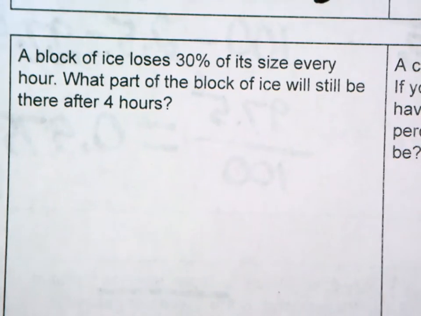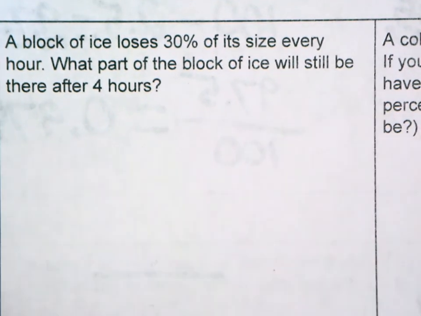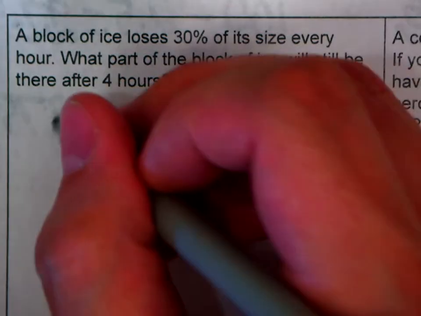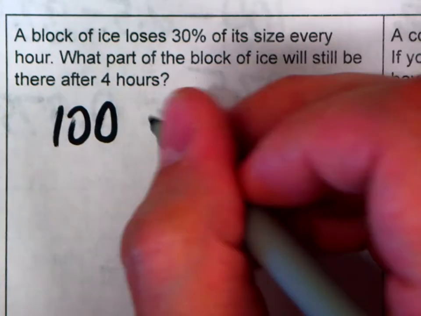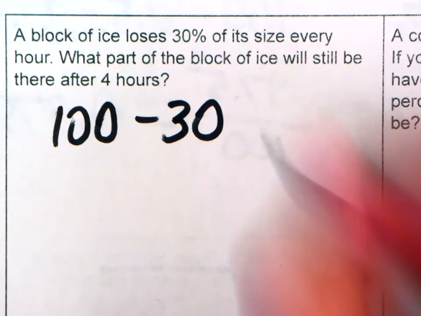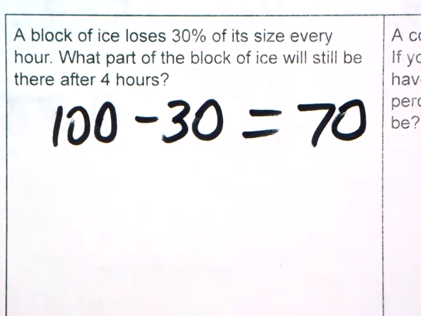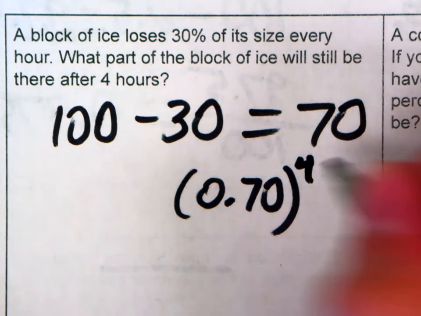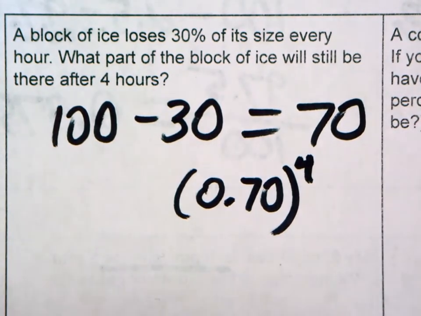Okay, a block of ice loses 30% of its size every hour. What part of the block of ice will still be there after 4 hours? So if it's losing 30%, we take 100 minus 30, and that's 70. We move the decimal place over, and it's going to be 0.70 for 4 hours. And what's our initial value or starting value? One block of ice. So if you put that into your calculator, you'll get the answer.